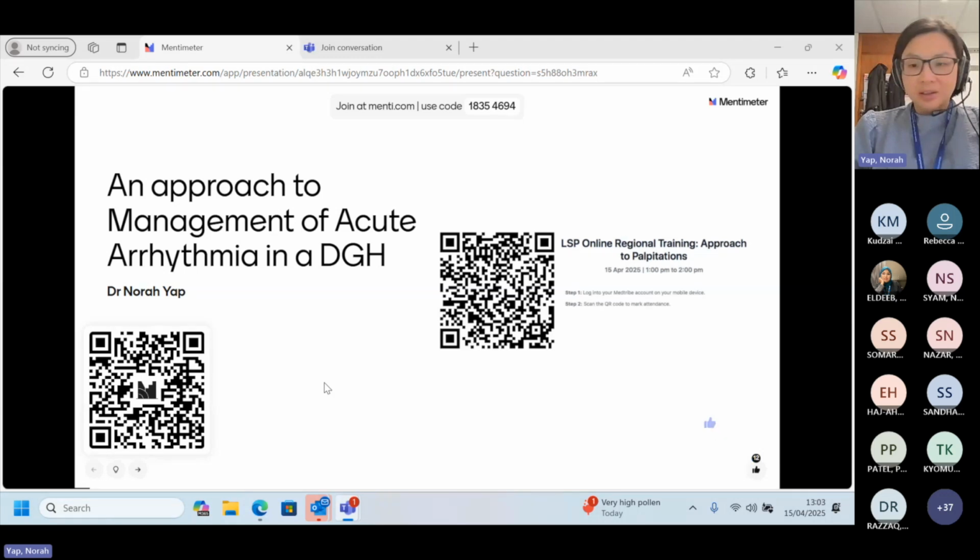Right. Okay. So the topic that I was initially given was palpitation, which is quite broad. And I thought that maybe we'll include some management of acute arrhythmia in a DGH setting, so that it's more interesting, because palpitation is a symptom, and it can be associated with many other things other than cardiac, and this session is obviously focusing on a cardiac session.